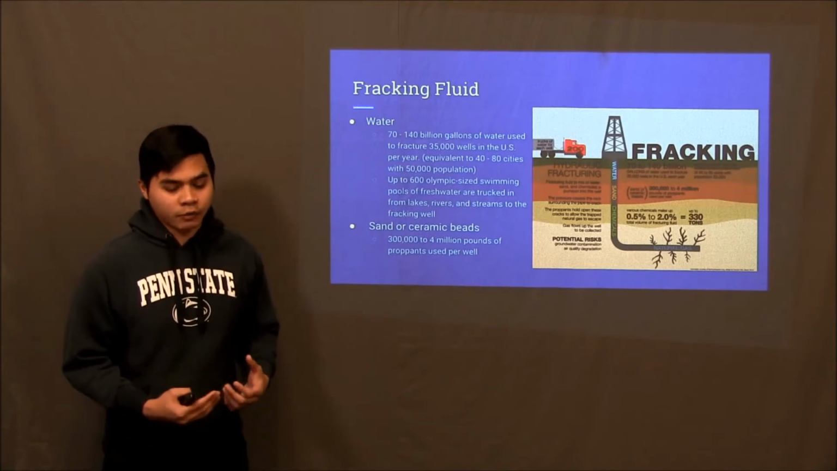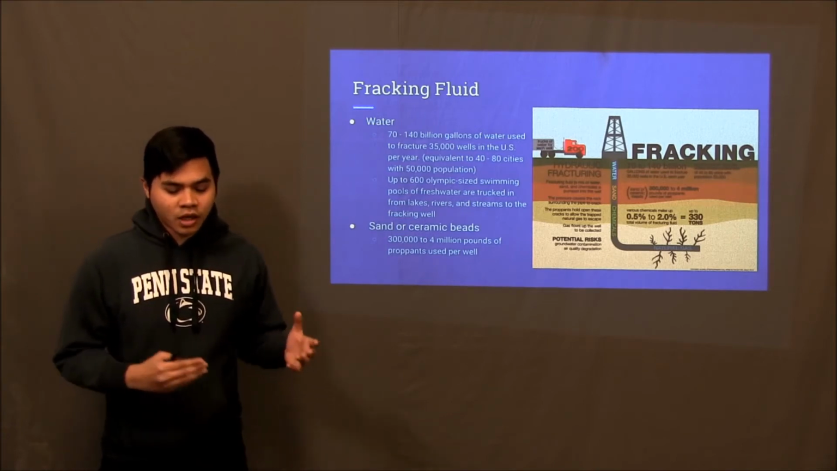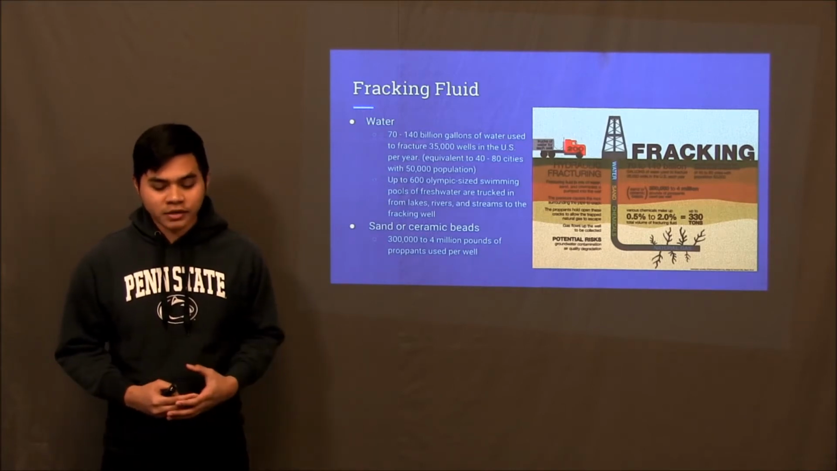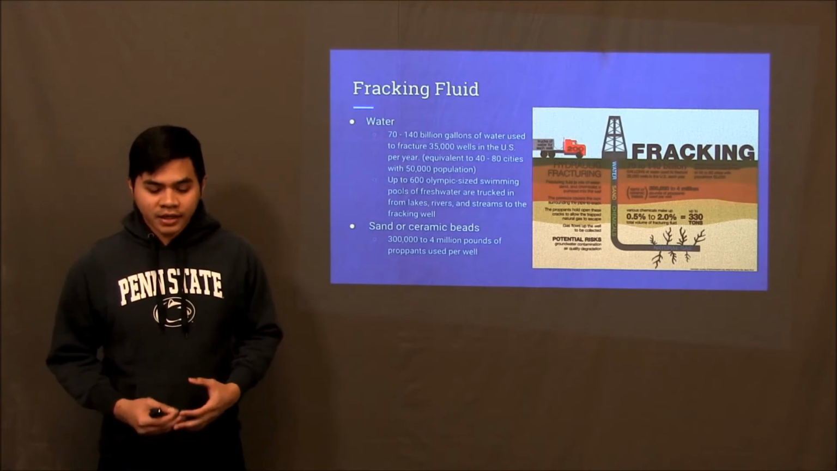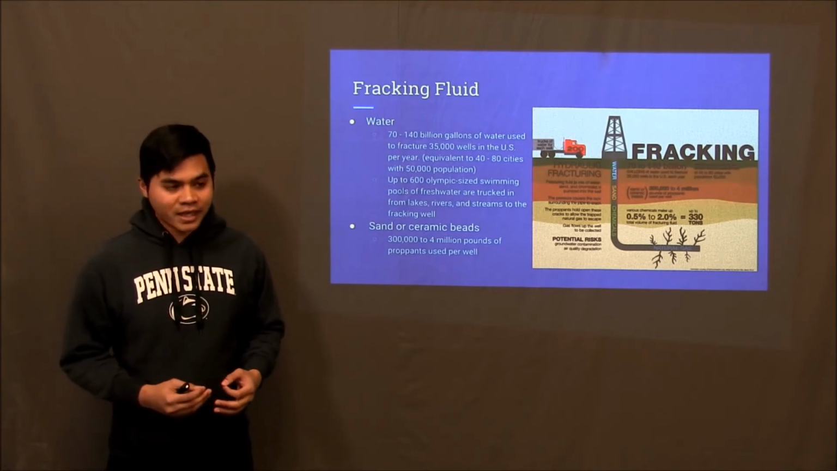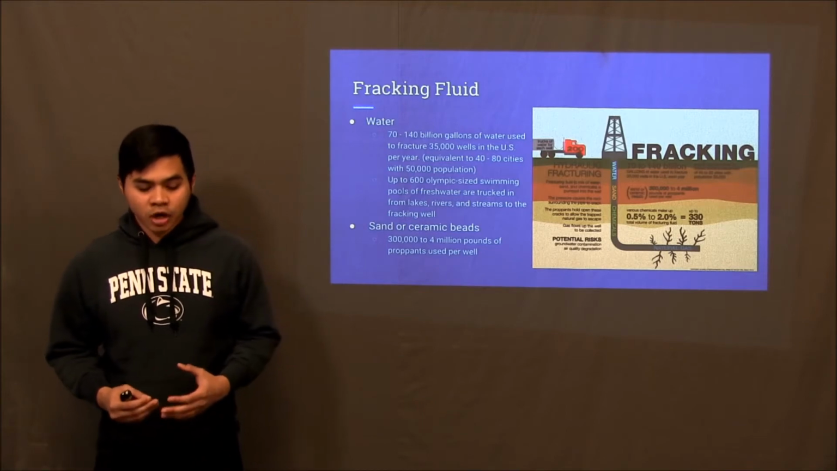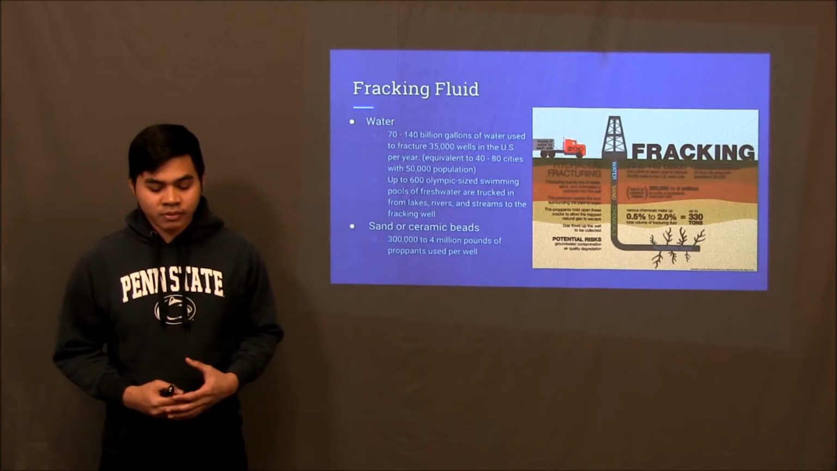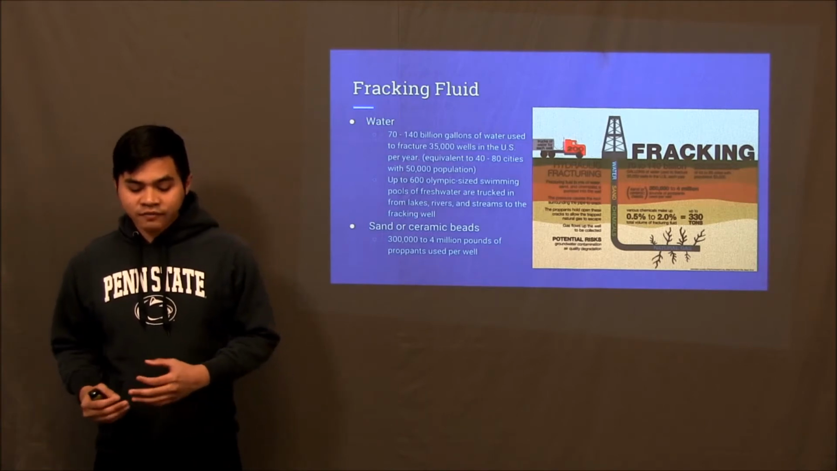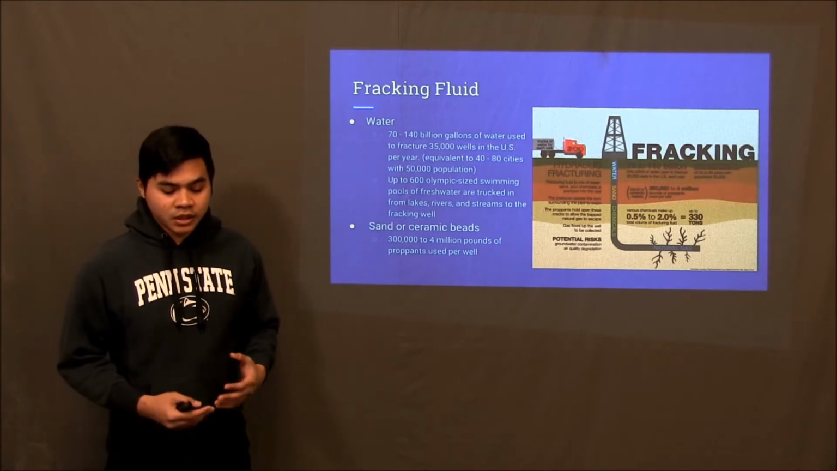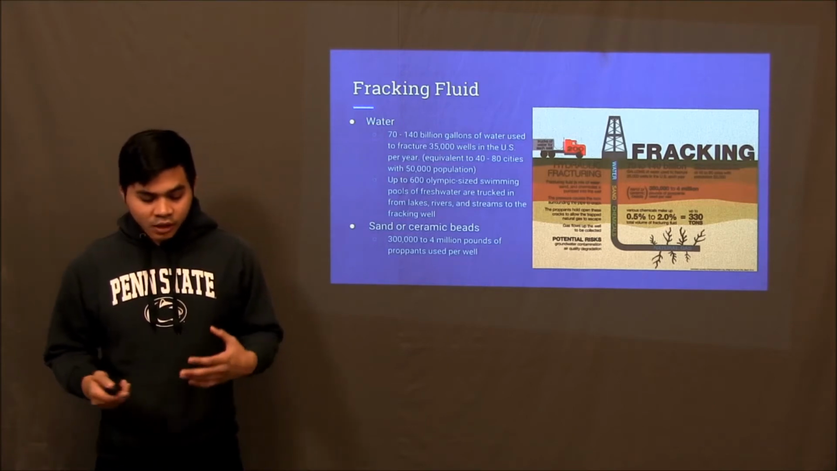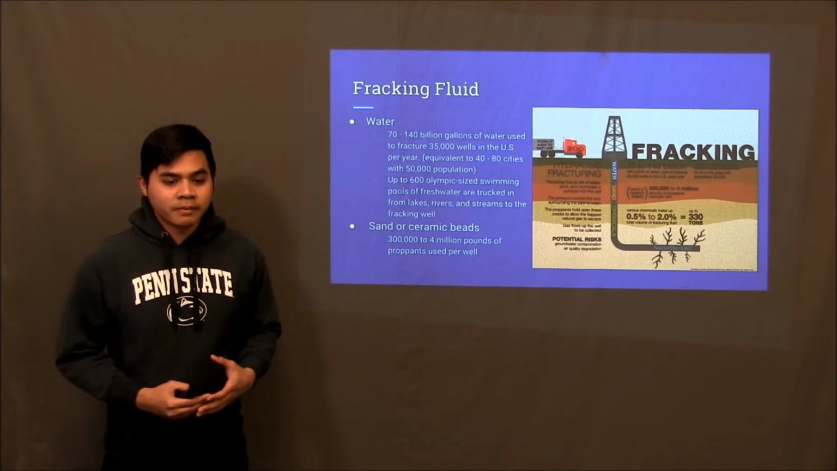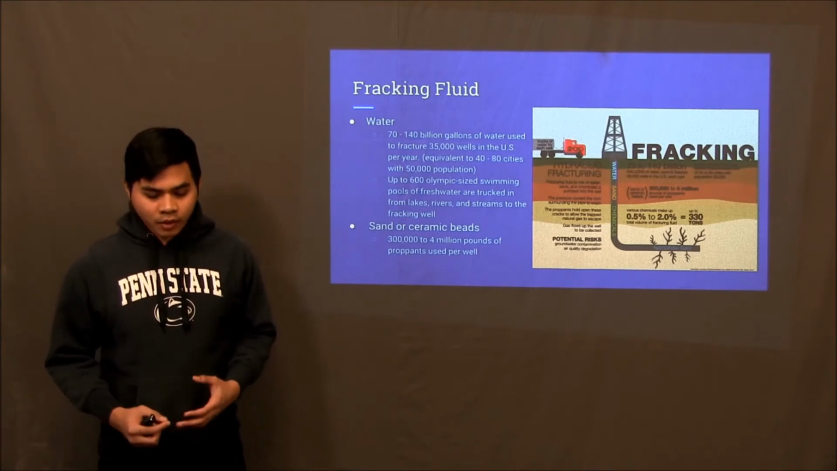But how much water are we talking about? So about 70 to 140 billion gallons of water are used to fracture 35,000 wells in the US per year. And this is equivalent to 40 to 80 cities with 50,000 population. In other words, up to 600 Olympic-sized swimming pools of fresh water are trucked in from lakes, rivers, and streams to the fracking well. Now about sand and proppants. About 300,000 to 400 million pounds of proppants are used per well.